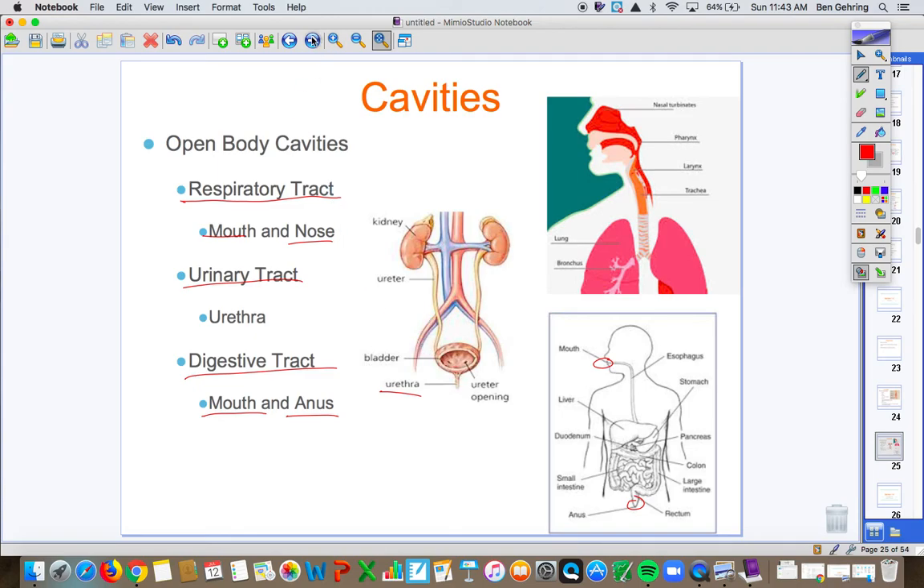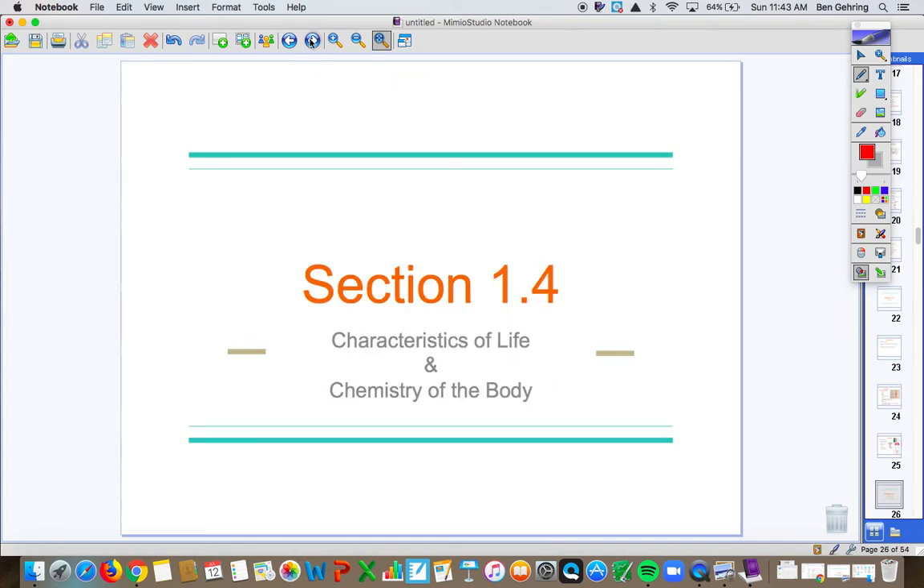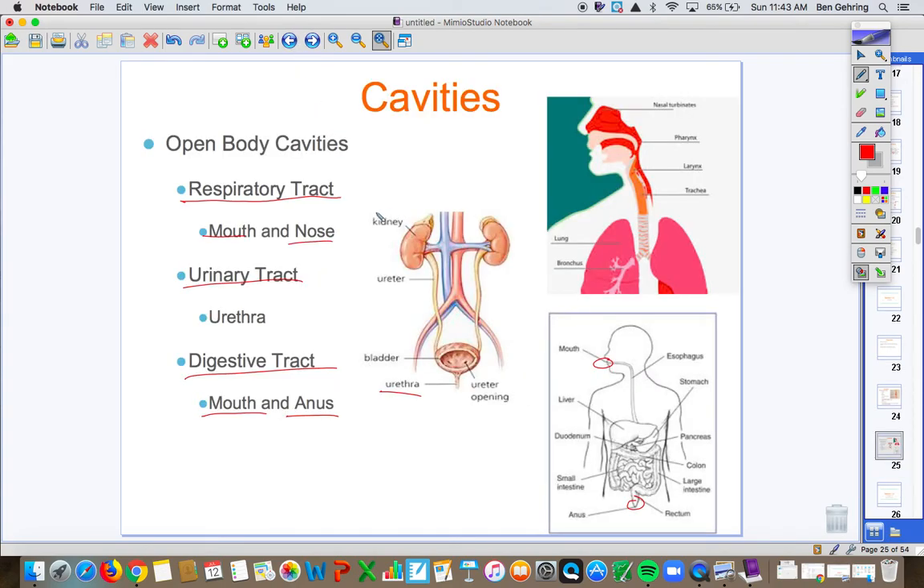So these are your body cavities. Make sure you can review these, are comfortable with these. We'll talk more about them in class. And make sure you can list the organs and where they're found as far as cavities go.